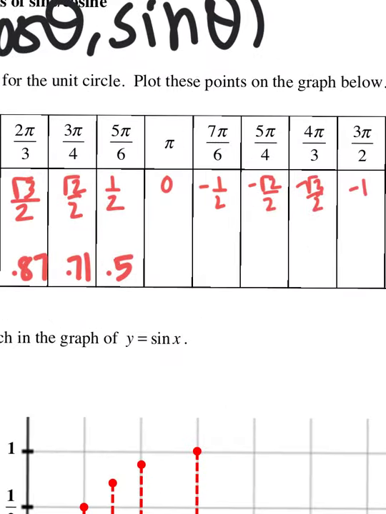You'll see that it's the same decimals, just don't forget if you have negative signs. Then negative root 2 over 2 is negative 0.71. Go ahead and pause the video and continue to fill that out.